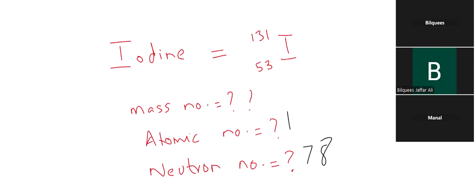It was correct. Atomic number is this number. Atomic number is the proton number. For the mass number, it's written in the nuclide notation. You don't have to do any calculation. It's 131. Yes, it's 131.